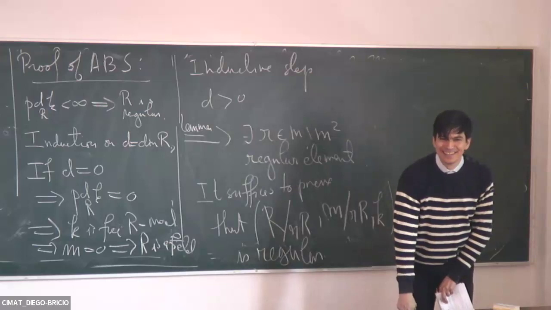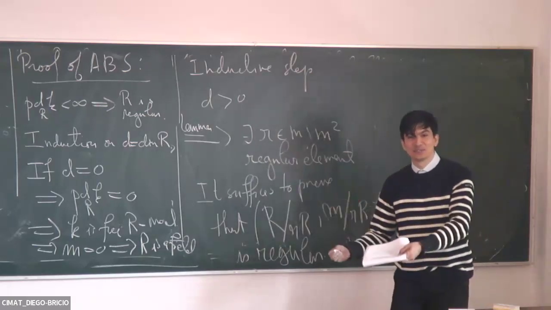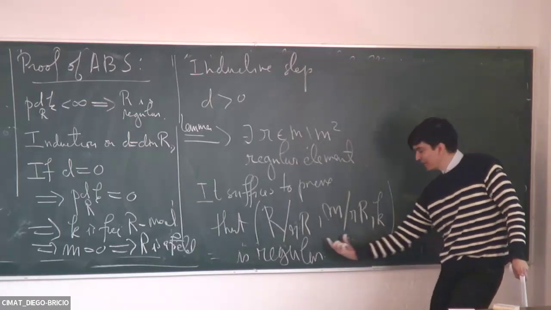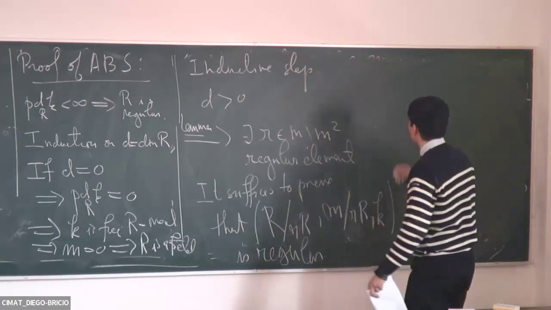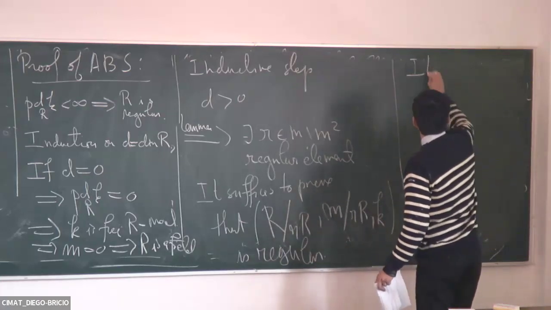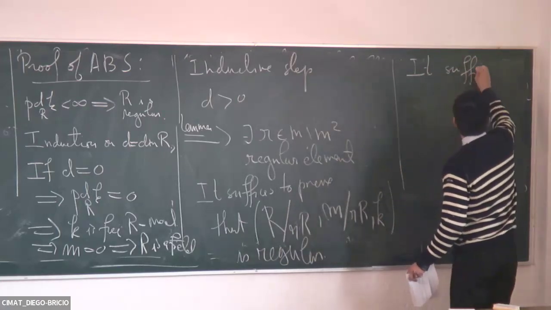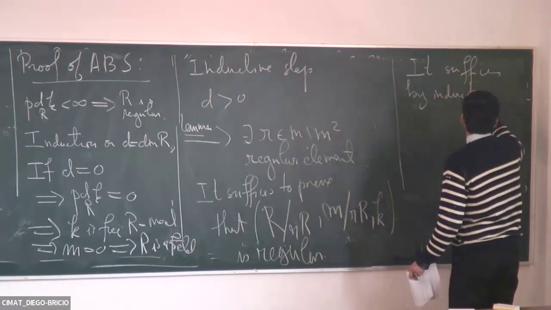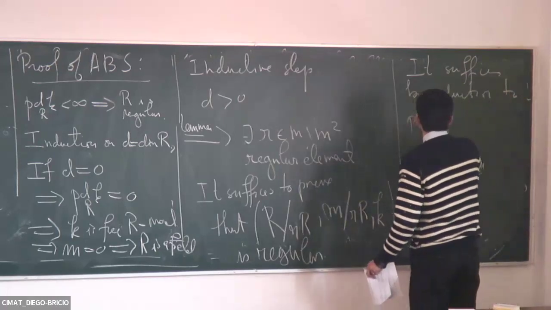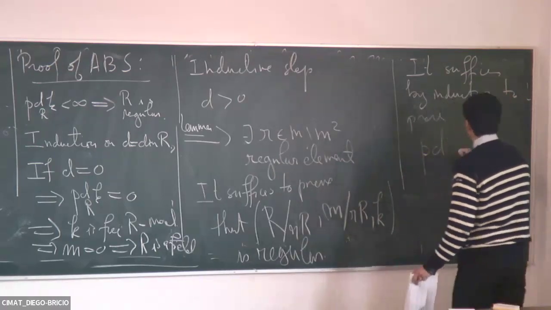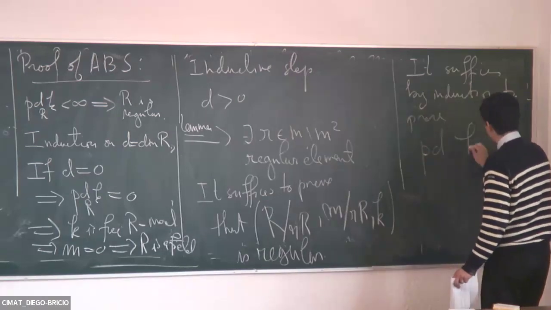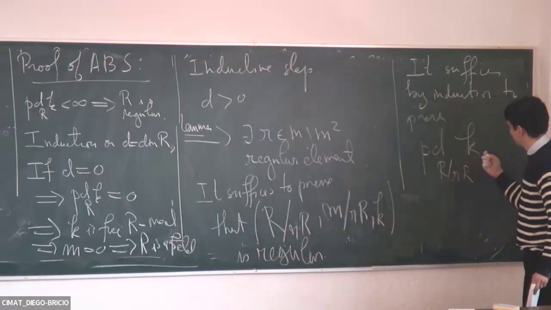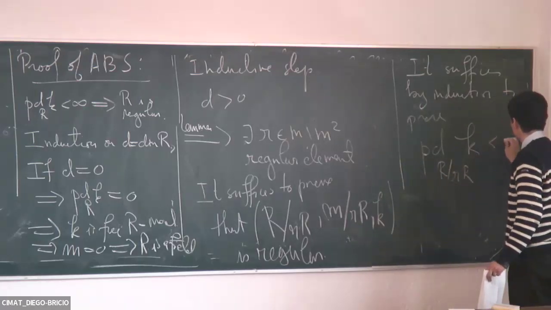But to prove that, by the inductive hypothesis, it suffices to prove that the projective dimension of this is finite in here. So it suffices by induction to prove that the projective dimension of K as a module over this ring is finite.